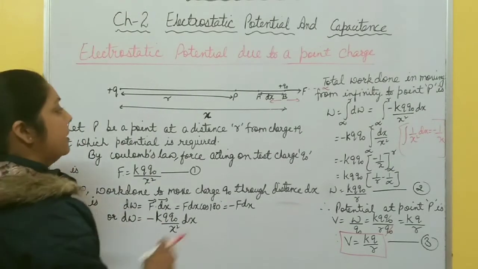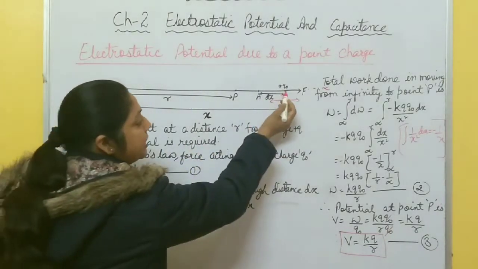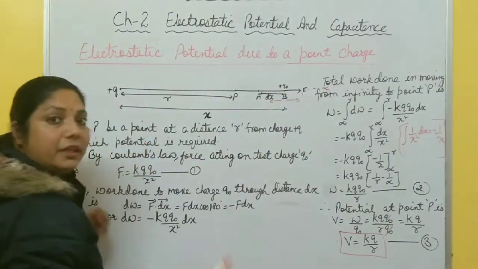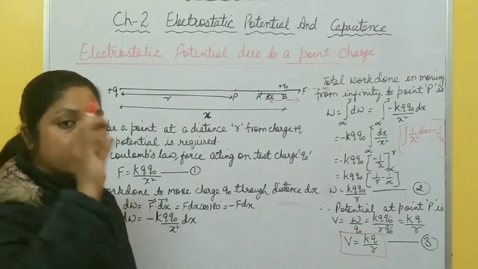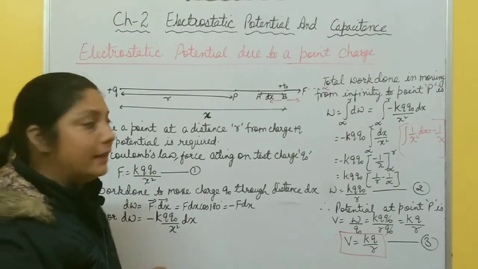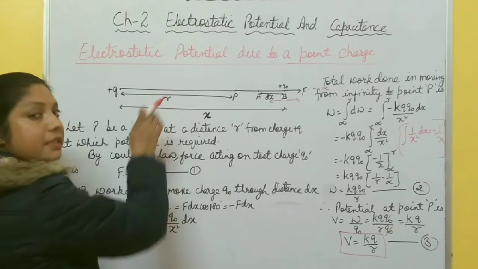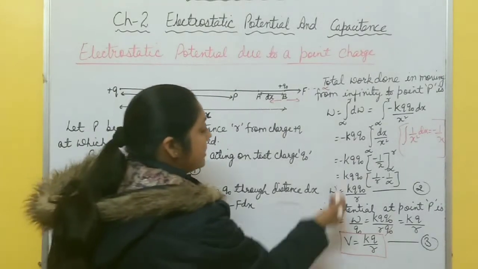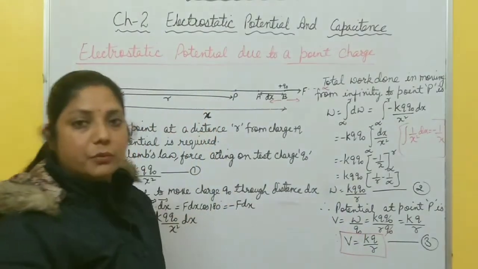First, you find the small amount of work done moving a charge from B to A. Then you integrate from infinity to the point at which potential is to be determined. Suppose at point P, which is at a distance r. And in this case, you get V equal to kq by r.